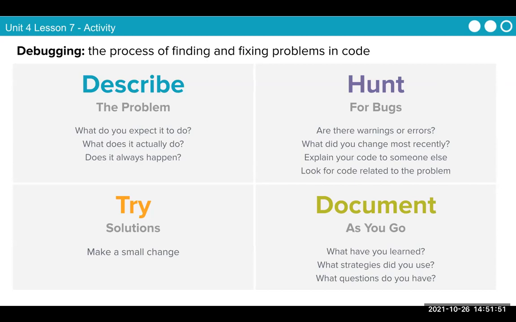Try solutions. Make a small change. Always test your code often. Don't write a lot of code and then test it. Test each piece as you're making it. Document as you go. What have you learned? What strategies did you use? What questions do you have?